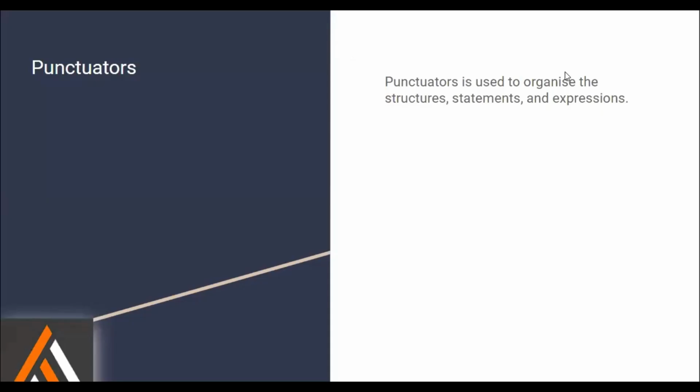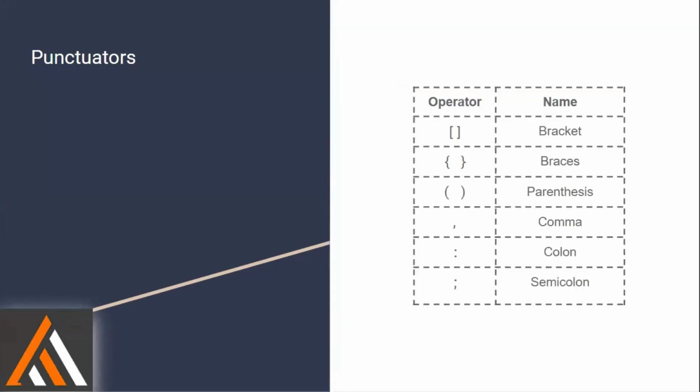So without any delay, we are moving to another topic known as punctuators. Now punctuators in Python are used to organize things like structure, statements, and expressions. We will be looking at them one by one. They are like brackets, braces, parentheses, comma, colon, semicolon, and many more. But for the basics, we can focus on these 6 things. So let's see them on the Python shell.